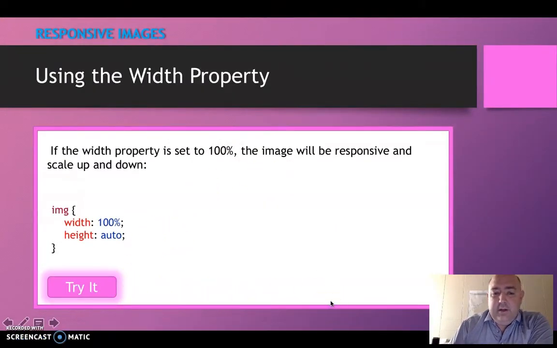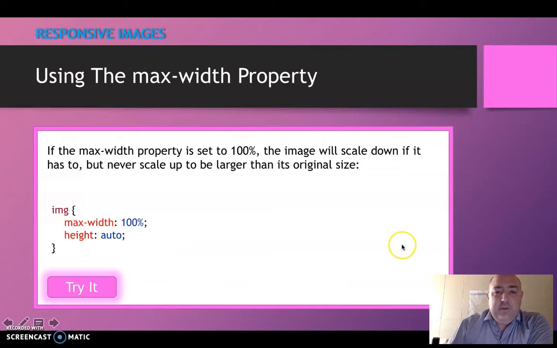Next thing we're going to talk about is the max width property. If the max width property is set to 100%, the image will scale down but never scale up to be larger than its original size. So you see here the max width is in the red here. It says 100%. The height is set to auto.